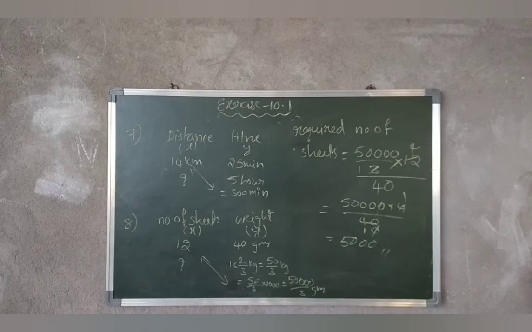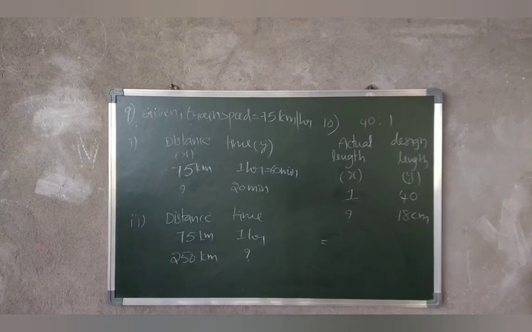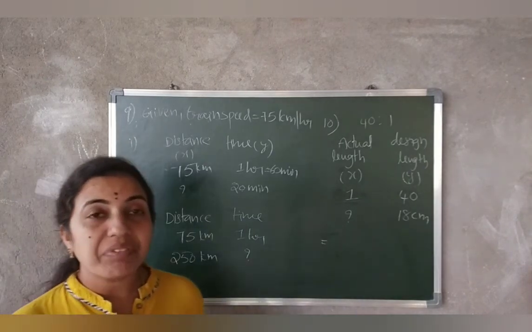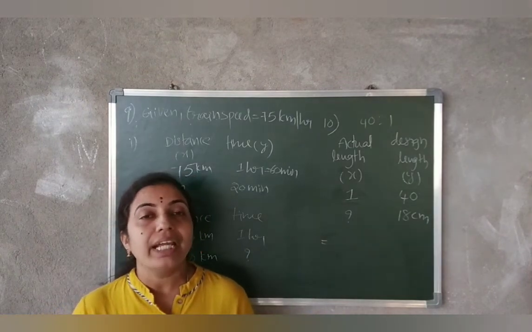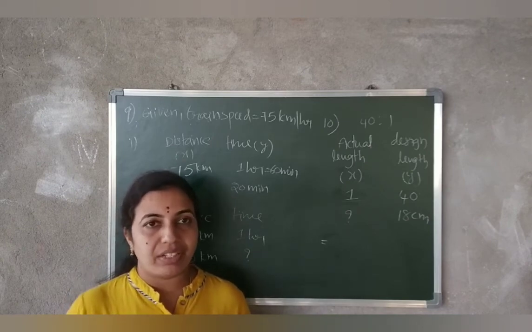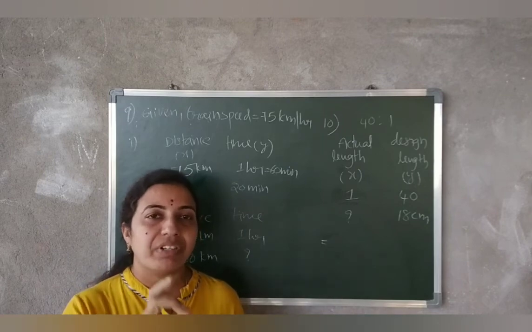Okay, 2 more problems left. We'll finish this session with those 2. Ninth problem. Here, a train moves at a constant speed of 75 kilometers per hour. So here, speed is given as 75 kilometers per hour. What is the meaning of that? In 1 hour, it will move 75 kilometers. In 1 hour, the train moves 75 kilometers.